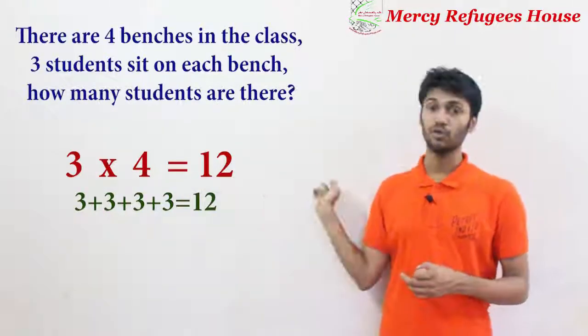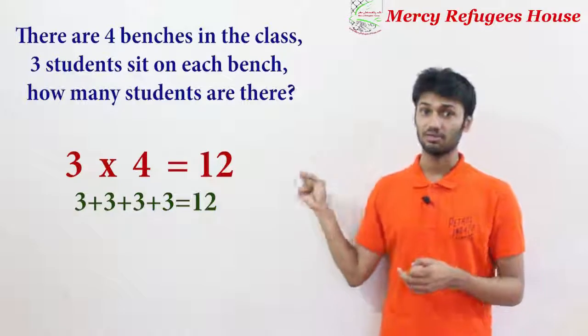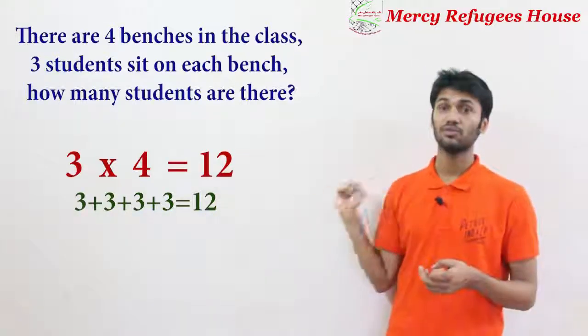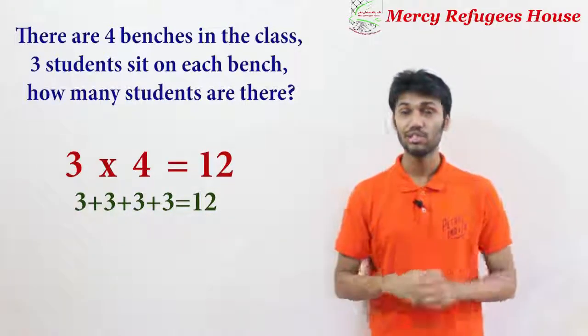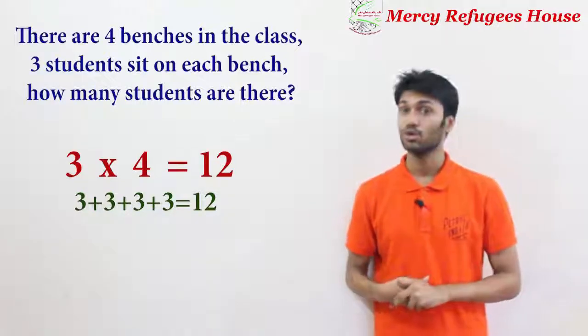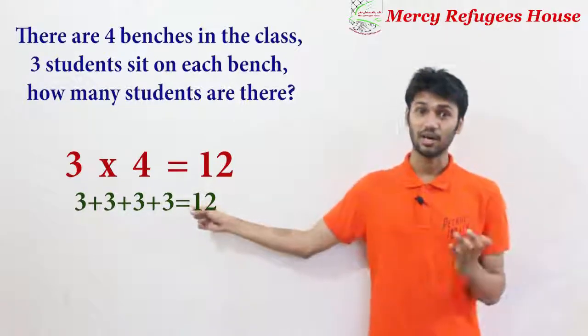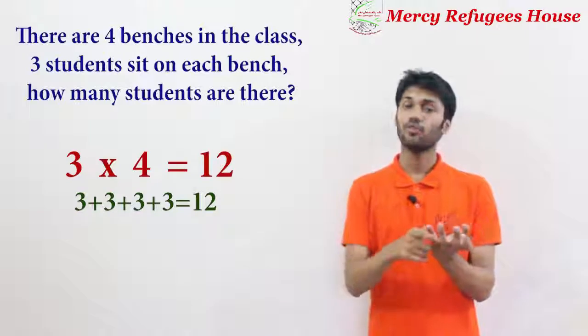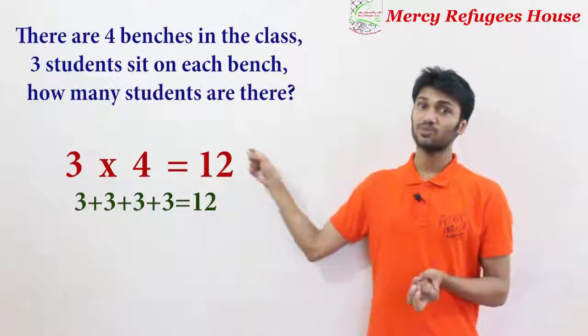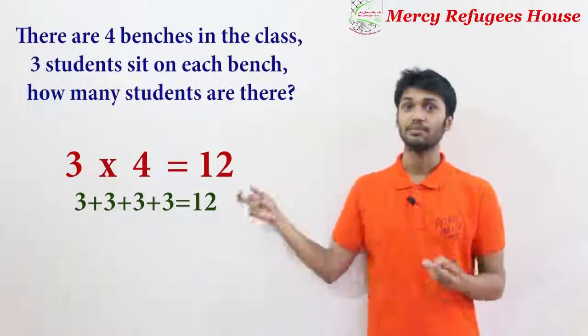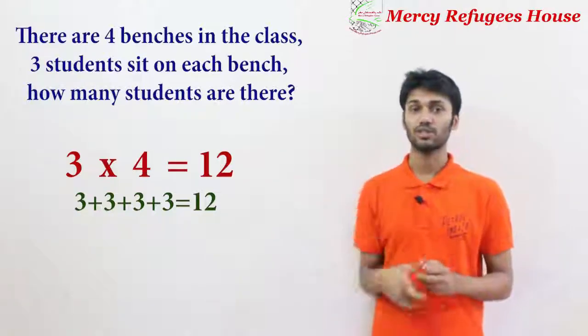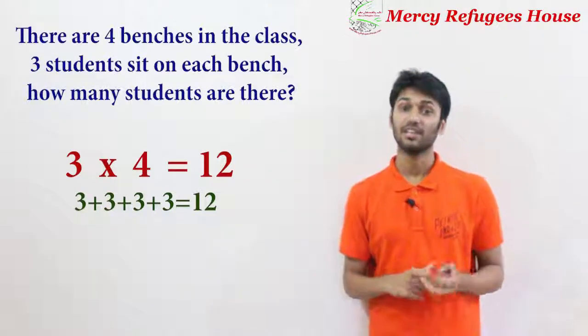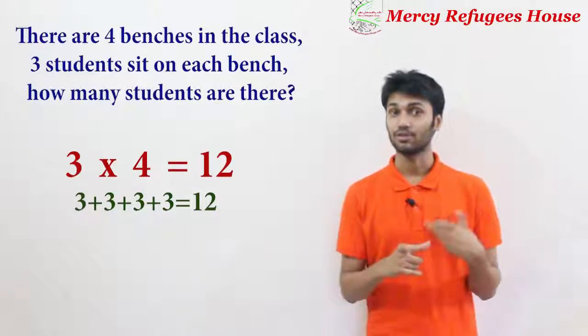1, 2, 3, 4. 3 plus 3 plus 3 plus 3. How many times are you adding 3? 4 times. So what should be the answer? 3 plus 3 means 4, 5, 6. Then 6 plus 3 equals 7, 8, 9. Then 9 plus 3 equals 10, 11, 12. So that would be the answer.